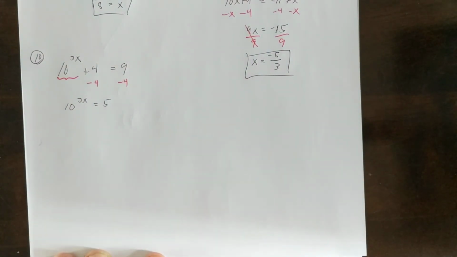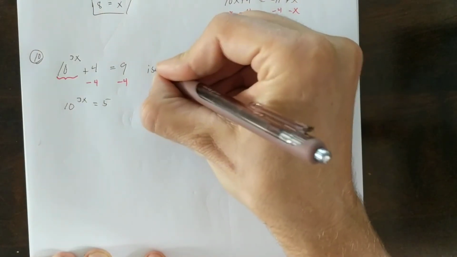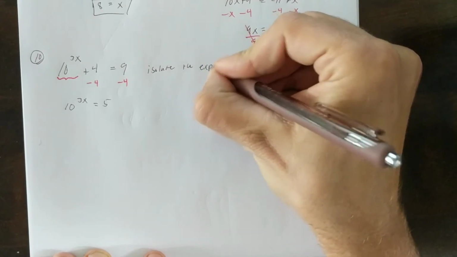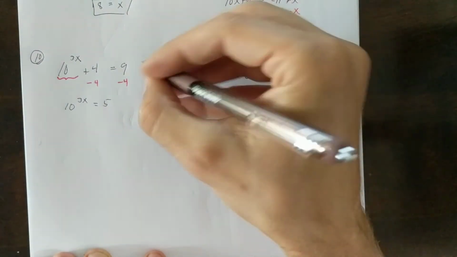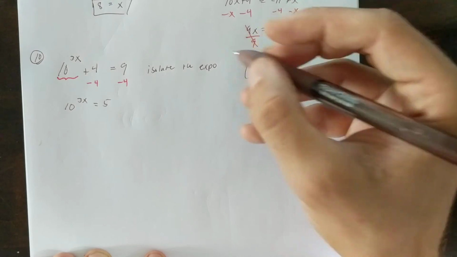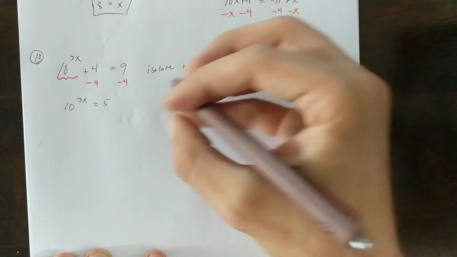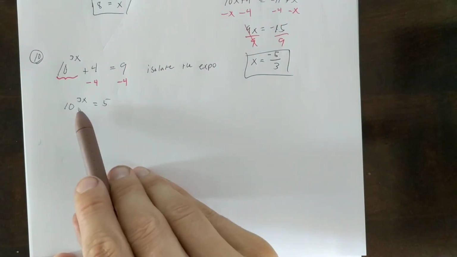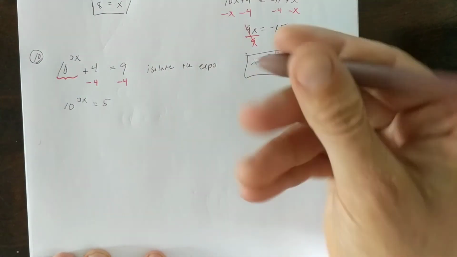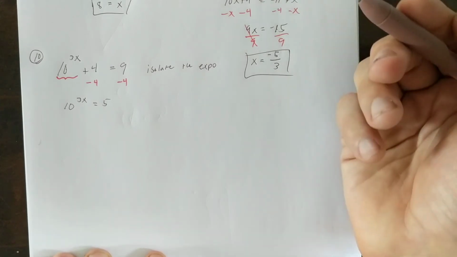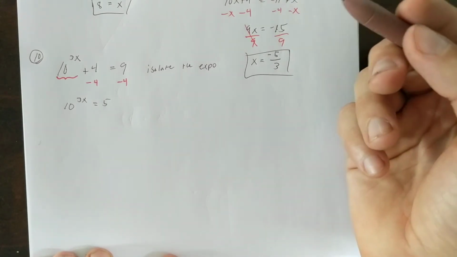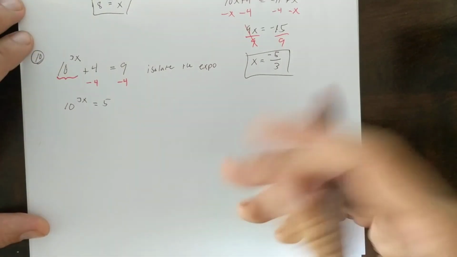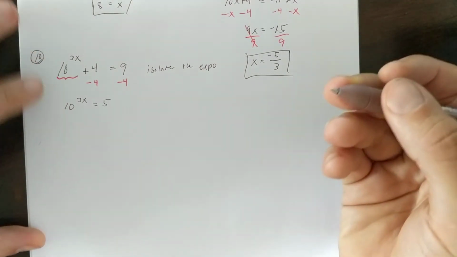So first I need to isolate the exponential. Then the next step I want to do is turn it into something I can solve. Well, the opposite of an exponent is a log. So basically what I do is I'm going to change this into a logarithm. Now, what is a logarithm? So basically, I want to rewrite this as a log.